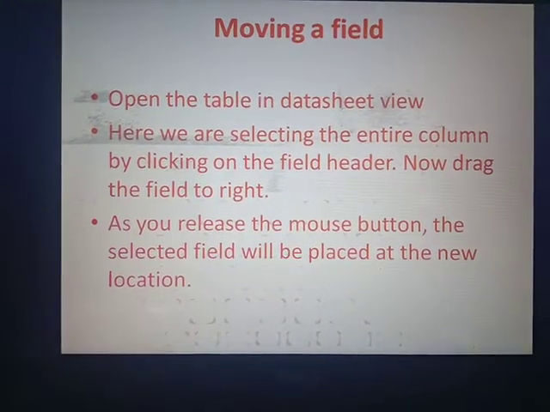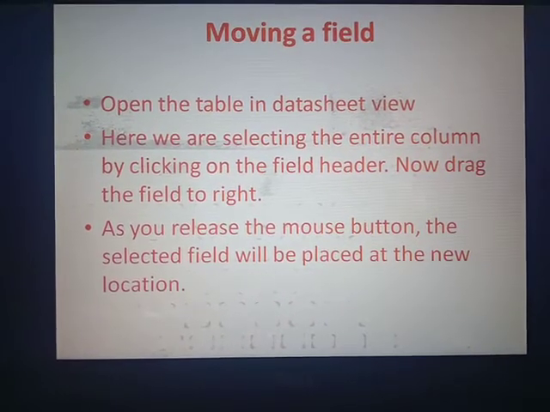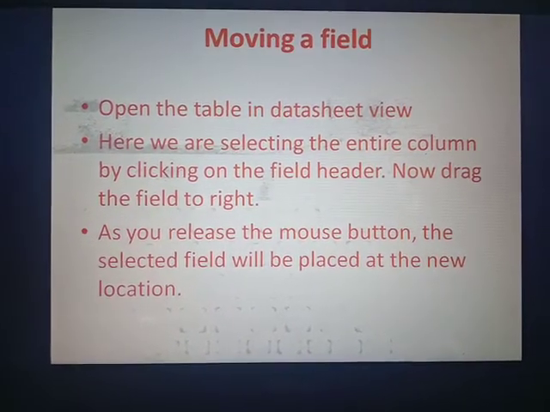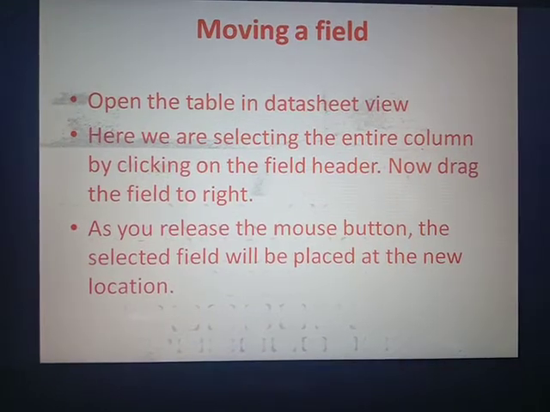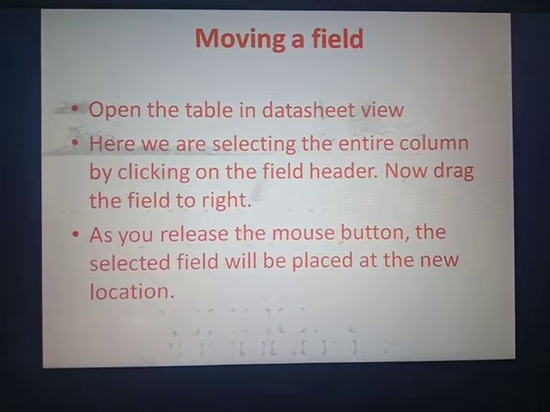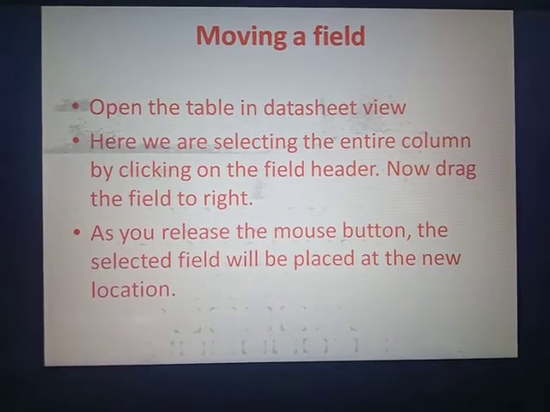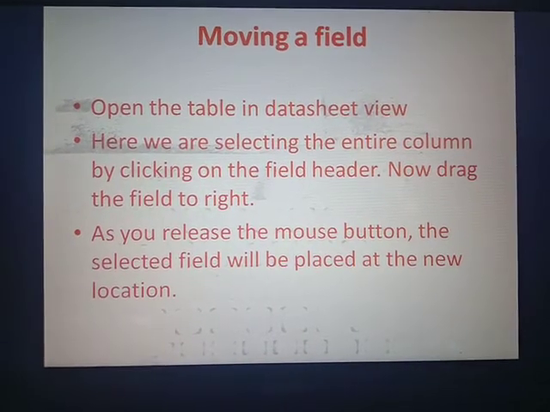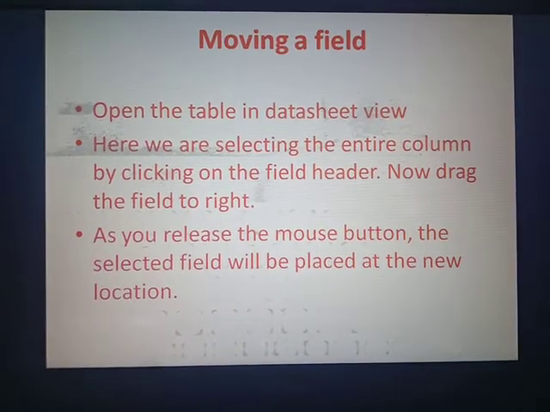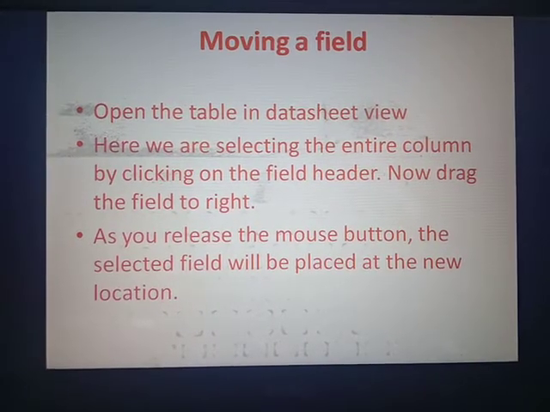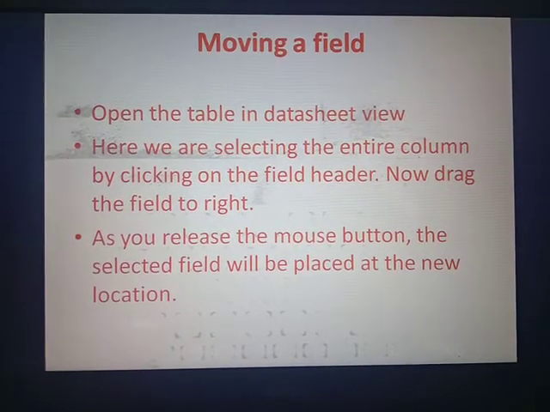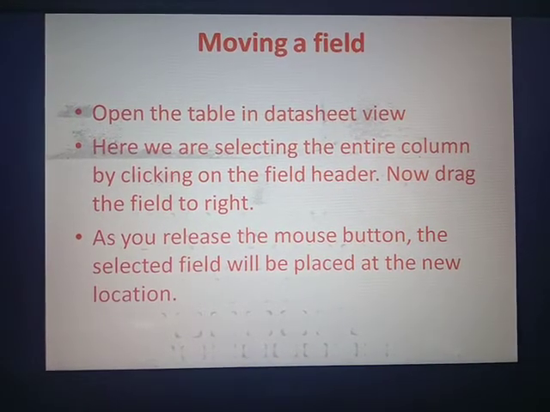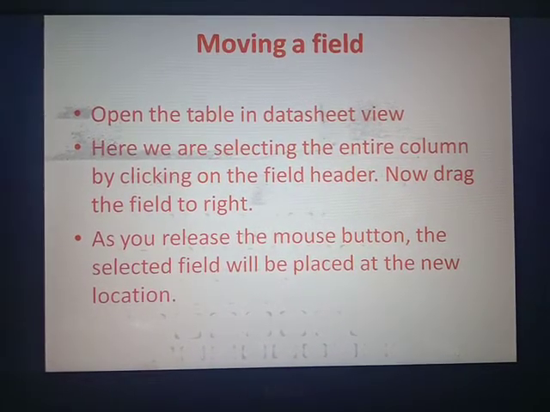Moving a field. How to move a column. Open the table in datasheet view. In datasheet view we can view the table by clicking on it. Here we are selecting the entire column by clicking on the field header. Now drag the field to the right by pressing the left click. We can drag that particular column to our right.